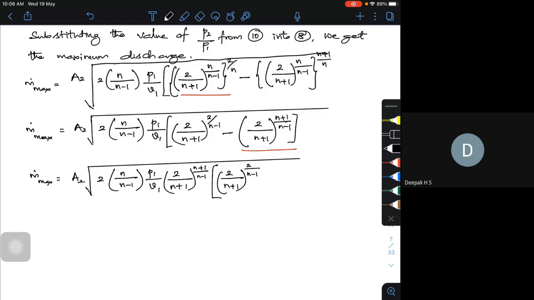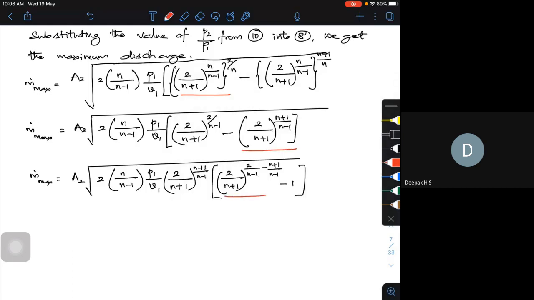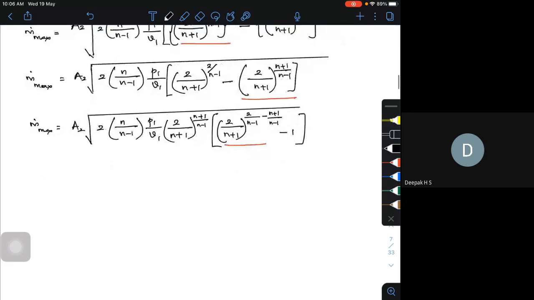I have to divide it by this particular term, divided by n+1. So I can write it as minus (n+1)/(n-1), minus 1. This is how I can write it. Rather than writing it in the denominator, I can write it as to the power of minus (n+1) divided by (n-1). Now if I take n-1 as common, this will become (1-n)/(n-1).